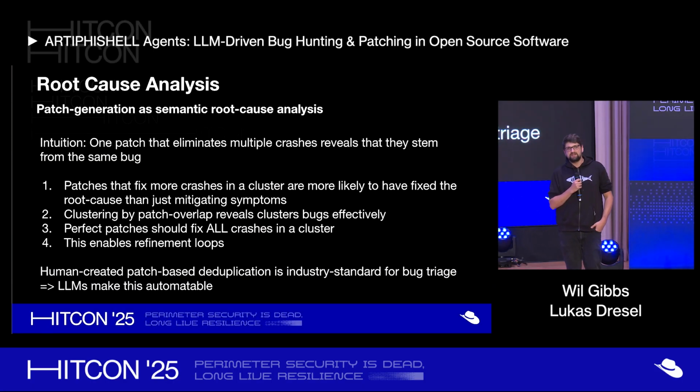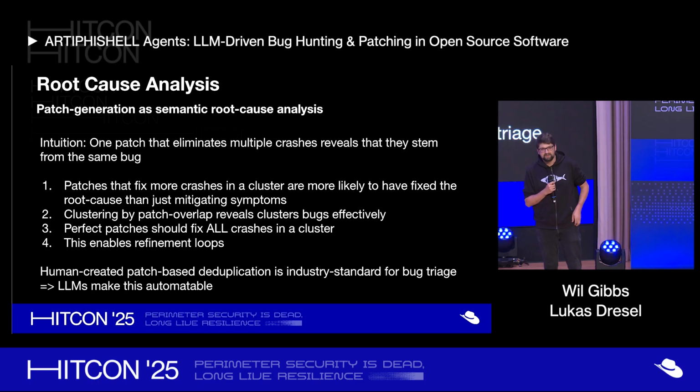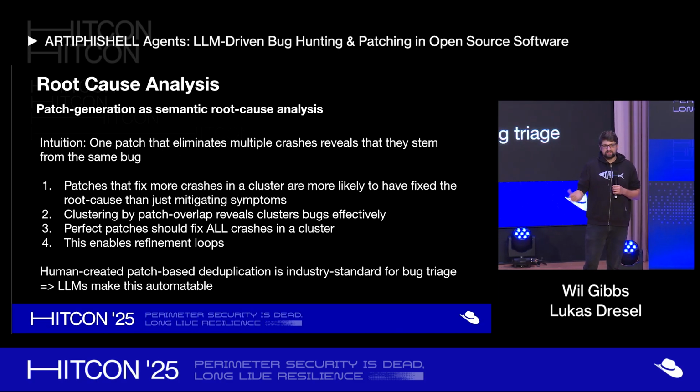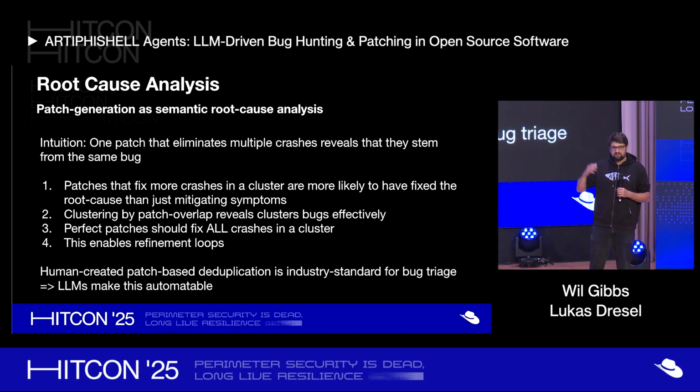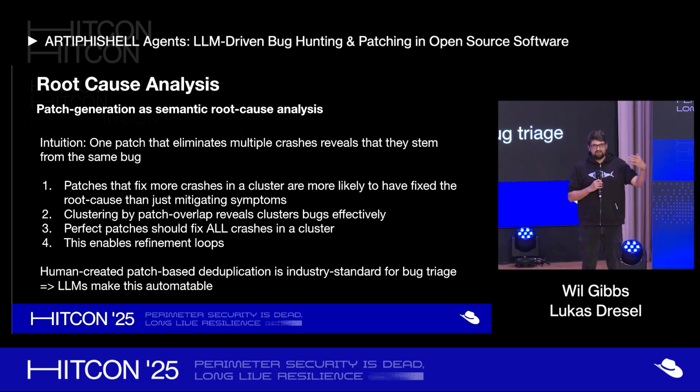So what we do is patch-based clustering, the intuition being that one patch that eliminates multiple crashes shows that they're from the same bug, and any patch that fixes more crashes is more likely to fix the root cause, resulting in the final solution where you have a perfect patch that fixes all crashes in a cluster. If we have this, we send it to the organizers. Otherwise, we give it in a refinement loop back to the patchers and say, create me more patches.